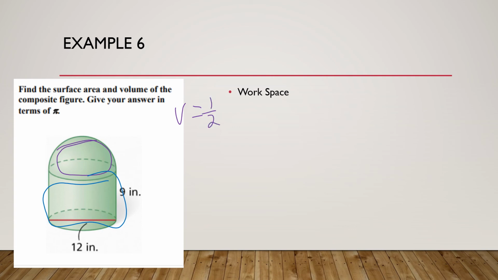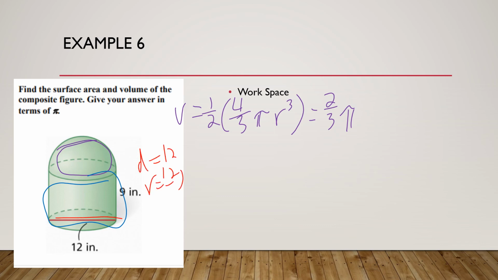When we're doing the dome on the top, that's a hemisphere, so we know we have to take half of our 4/3 pi r cubed. That's going to give us 2/3 pi. To find our radius, we look down here, our diameter is equal to 12, so our radius would be 12 divided by 2, which is equal to 6, times 6 cubed. If we do all of our math, and it says leave it in terms of pi, it's going to give us 144 pi inches cubed.